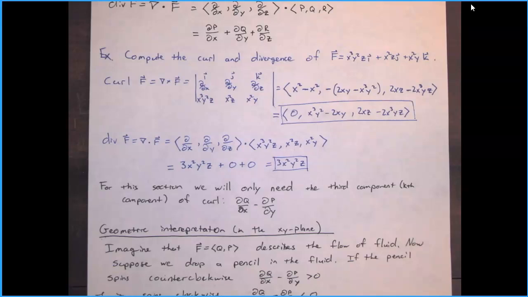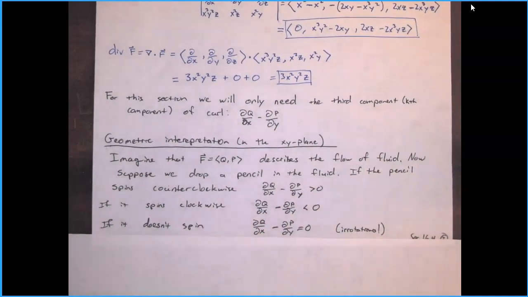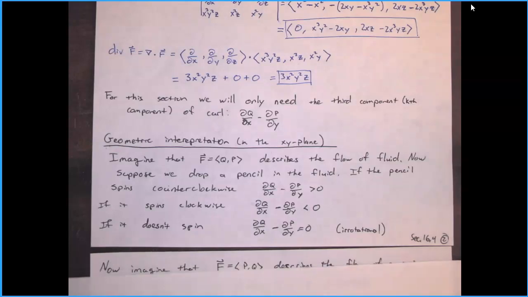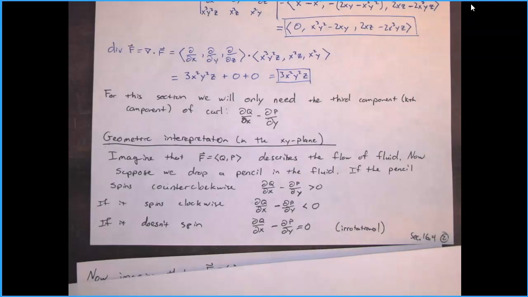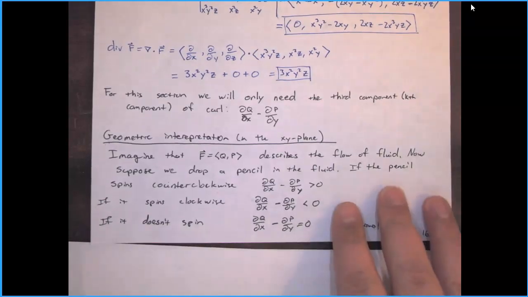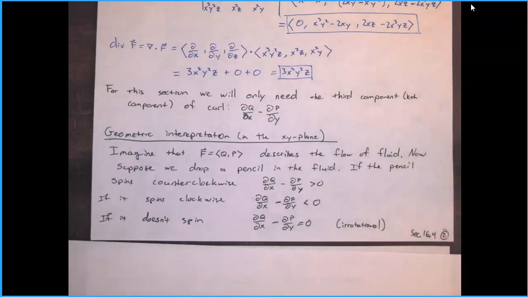So first, when we talk about curl, imagine that your two-dimensional vector field represents some flow of some fluid. Okay? And in this fluid, we're going to pretend that we drop a pencil. So you can think of a river, dropping a pencil in the river and seeing what happens to the pencil, assuming that it floats on the surface.